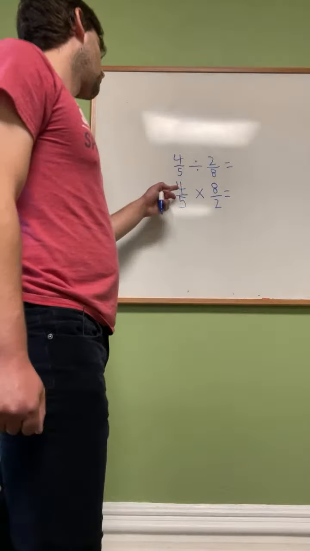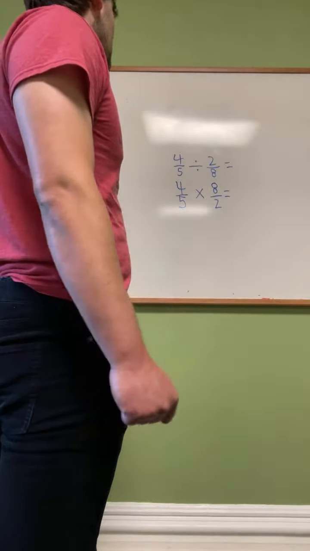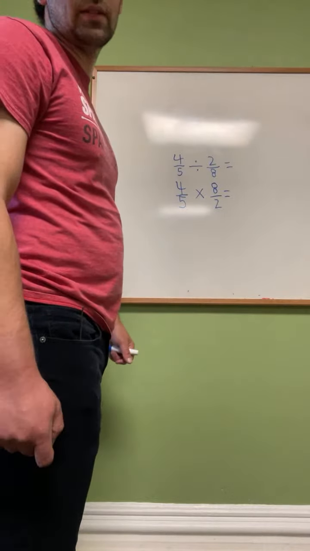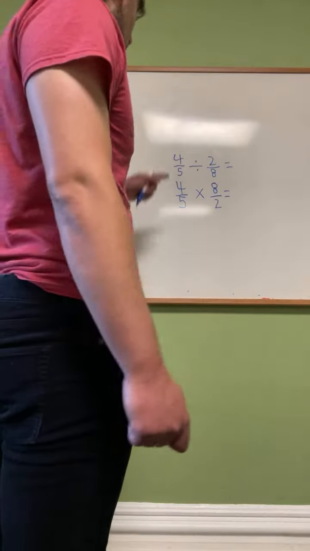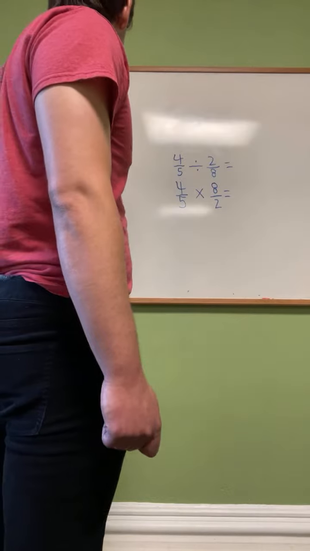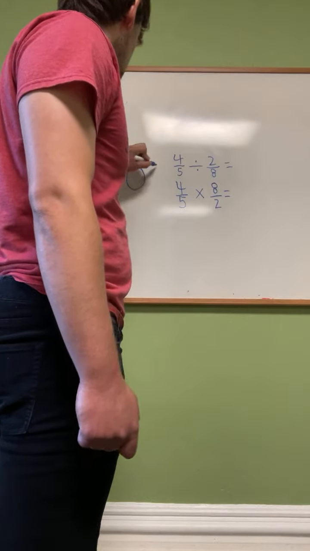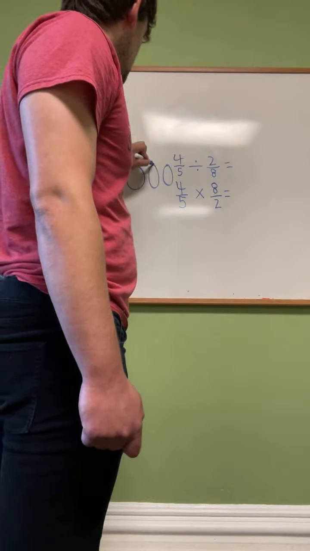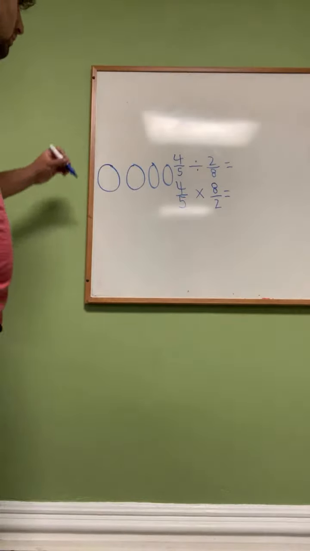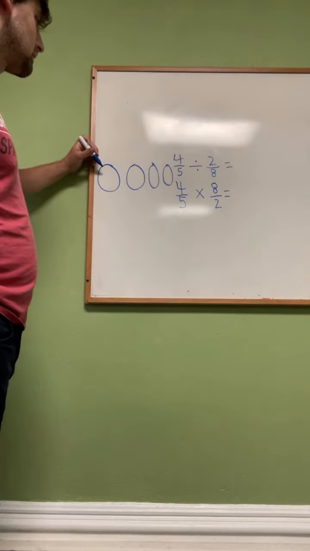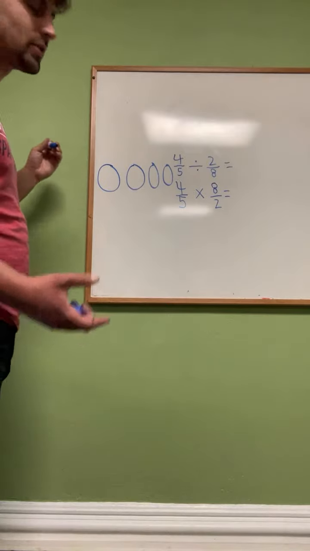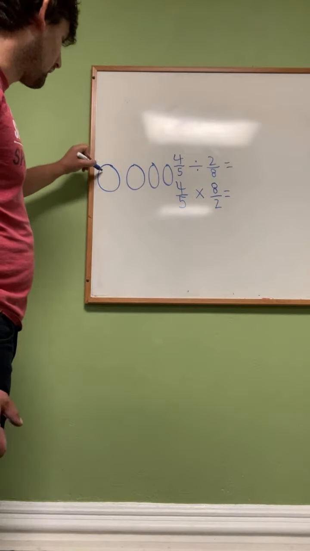So 4 times 8, think of that as 4 groups of 8. I'll do it to the side. So I'm going to draw 4 circles, and I'm going to draw 8 x's in each circle. 4 times 8, so 4 circles and then 8 x's in each circle. So 4 groups of 8.